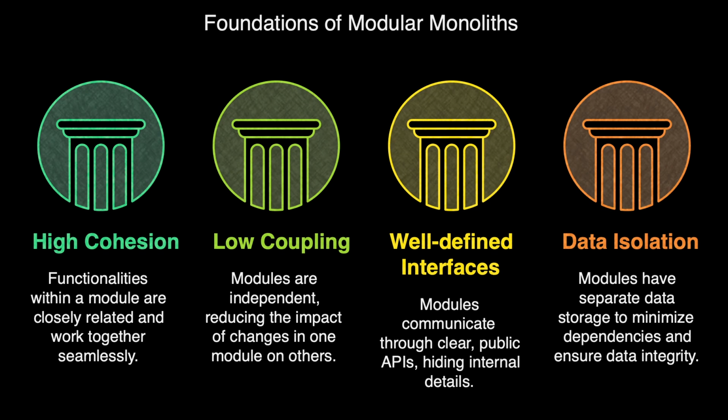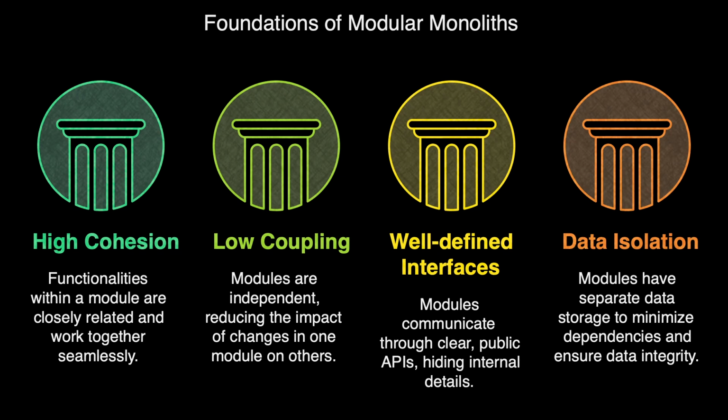Several key principles underpin the modular monolith architecture. High cohesion. Each module should group together functionalities that belong to a specific business domain. This means that related code stays together. Low coupling. Modules should be as independent as possible, minimizing dependencies on each other. This makes it easier to modify one module without affecting others. Well-defined public interfaces. Modules communicate with each other through explicitly defined APIs. Internal implementation details are hidden. Accessing code outside of these public APIs should be restricted.